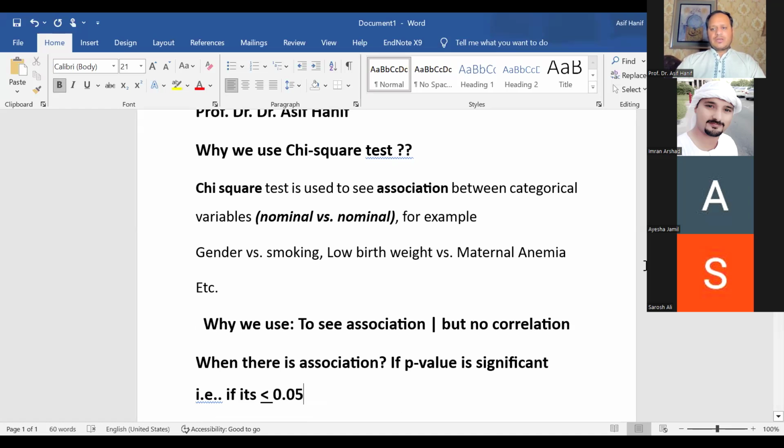So, for example, if I say I want to see body mass index of mother versus birth weight. Look, body mass index of mother is quantitative. Birth weight of baby is also quantitative. Can we apply the chi-square test? You can write in the chat box. Can we apply the chi-square test?